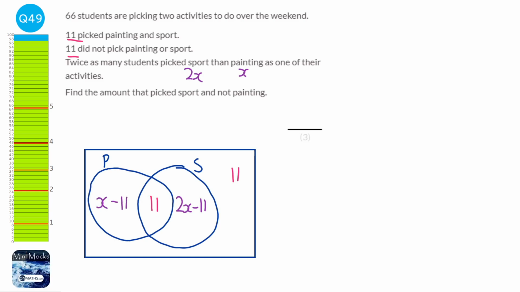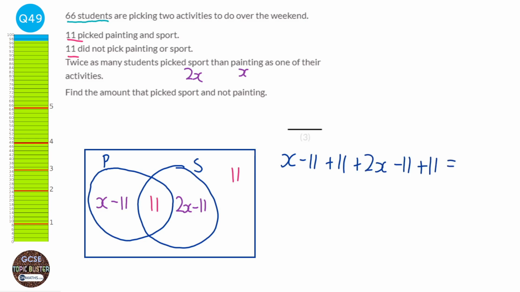Now we know that there are 66 students in total. So what we can do now is add up all of the parts of the Venn diagram and get it equal to 66. So X minus 11 plus 11 plus 2X minus 11 plus 11, and all of that will equal 66. This is going to be some solving, so we're just going to put our lines in.